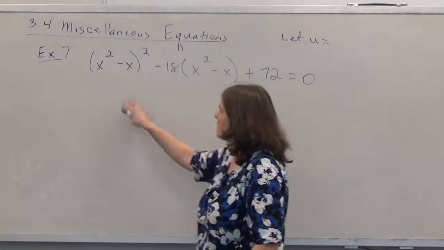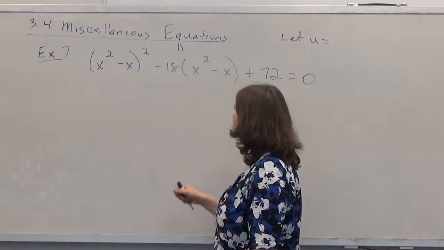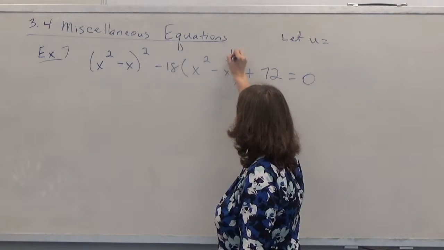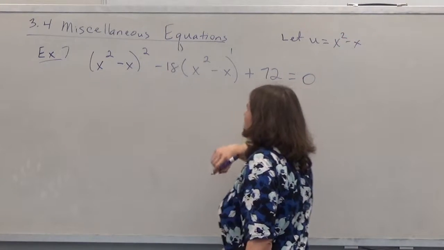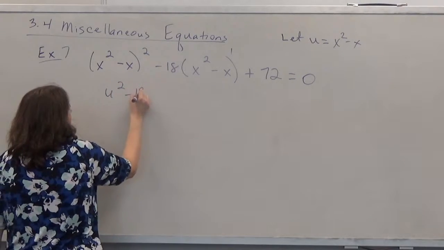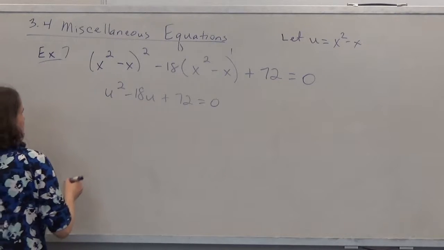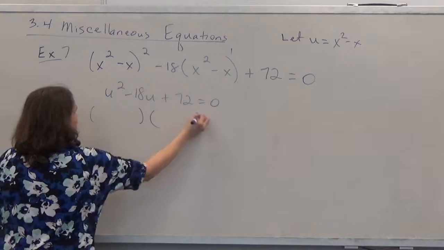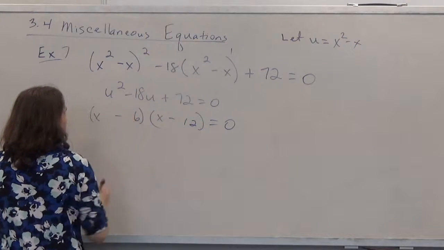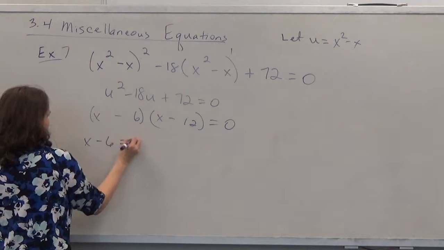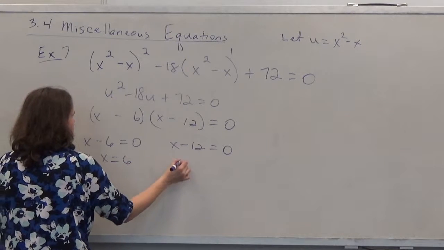We want to have something squared here minus 18 times that same value. So let's let u equal x squared minus x, because we've got x squared minus x to the first, x squared minus x to the second. We can then write this as u squared minus 18u plus 72 equals 0. Now we can factor this. That would be 6 times 12 and make them both negative. So x minus 6 equals 0, or x minus 12 equals 0. X equals 6 or x equals 12.